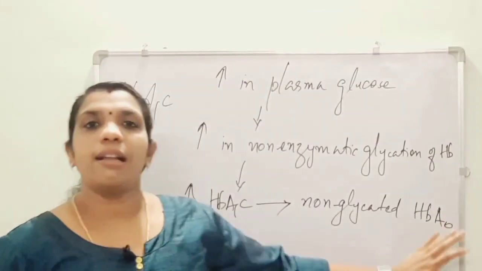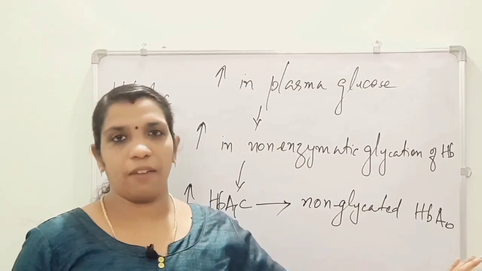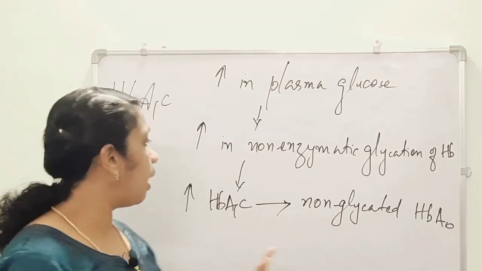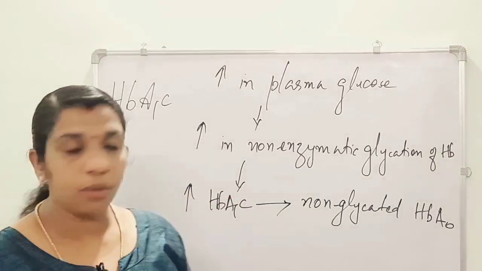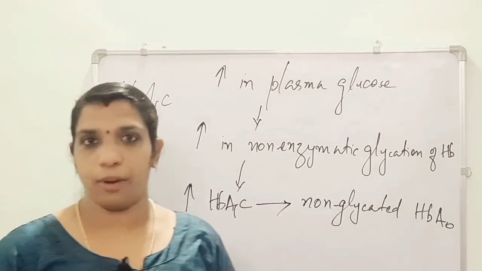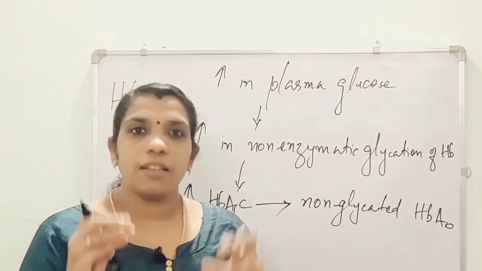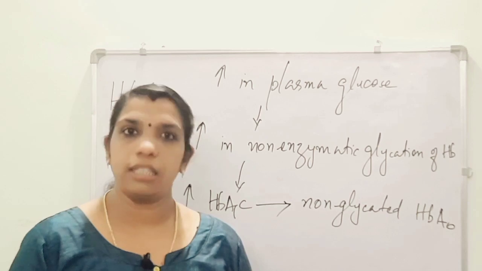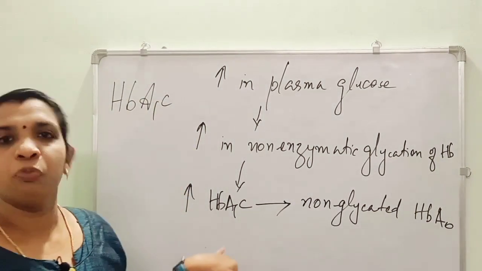HbA0. Adult hemoglobin is HbA, we all know, is it not? The adult hemoglobin, the non-glycated form, is HbA0, and the non-enzymatic glycated form is HbA1. So what happens when there is diabetes mellitus? There will be an increase in non-enzymatic glycated hemoglobin, which is HbA1.